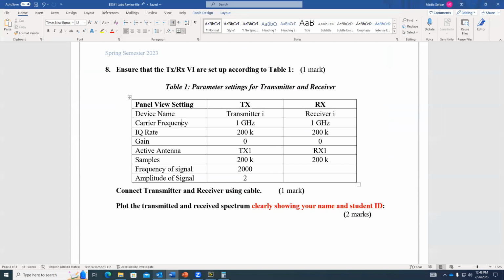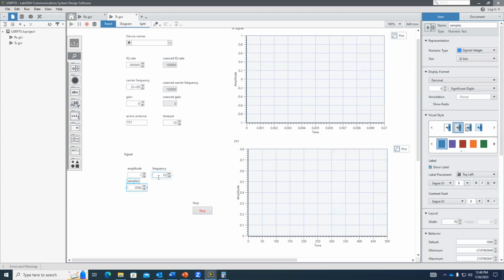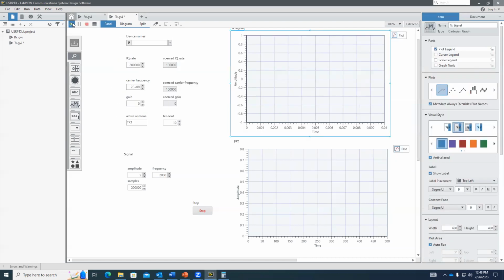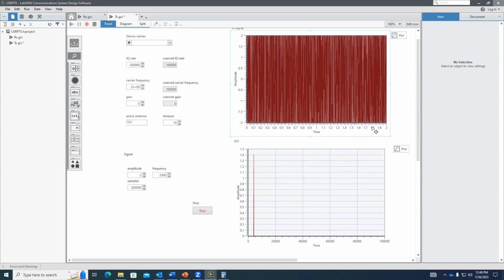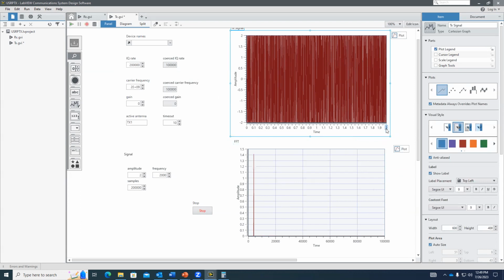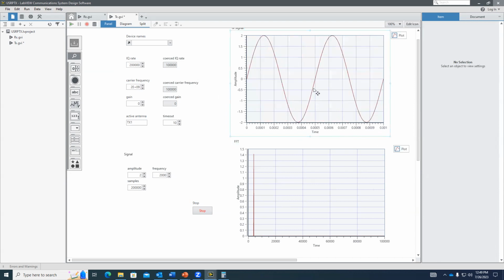So 200K, 2002. This is 200K, 2002. That's it. I don't have a device connected with me now, so I will choose from here and run. So this signal will look like this. You have to make the auto scale for this. Right click, auto scale, and choose 0.01. Make it 0.001. Now you can see it.